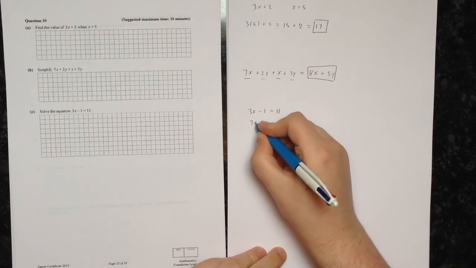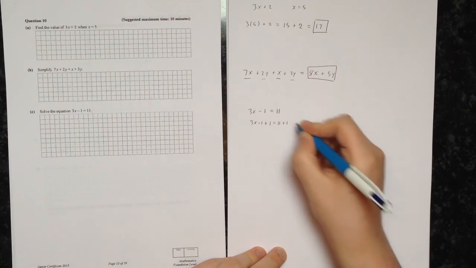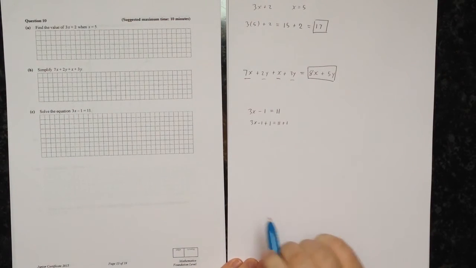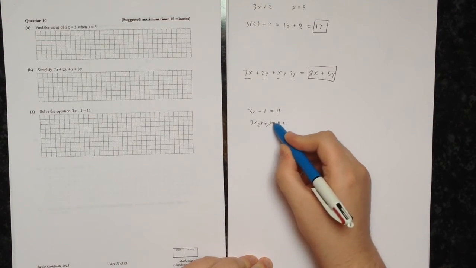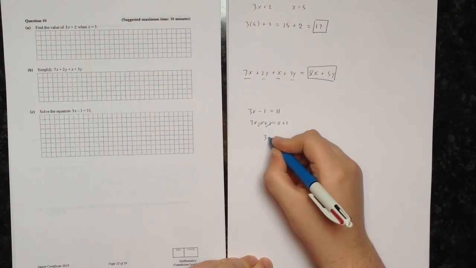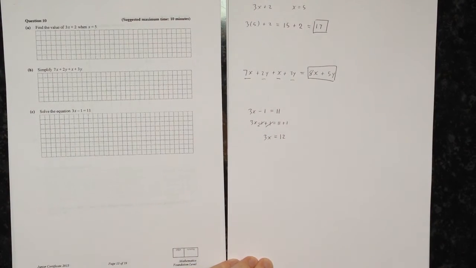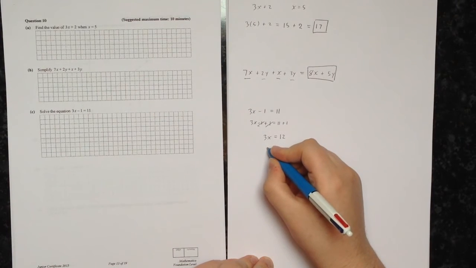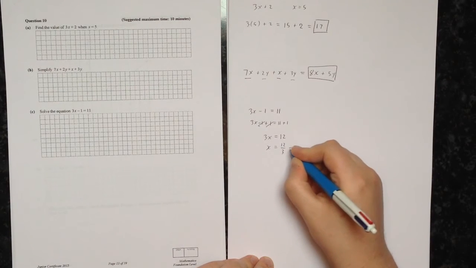So we're going to have 3x minus 1 plus 1 is equal to 11 plus 1. So we're adding 1 on both sides. Now we'll have plus 1 minus 1, so that'll cancel itself out. And the right hand side simplifies a little bit. So we get 3x is equal to 11 plus 1, which is 12. Now we've got what 3x is, so we want to divide both sides by 3 to get what 1x is. So we get that x is equal to 12 divided by 3, which is equal to 4.